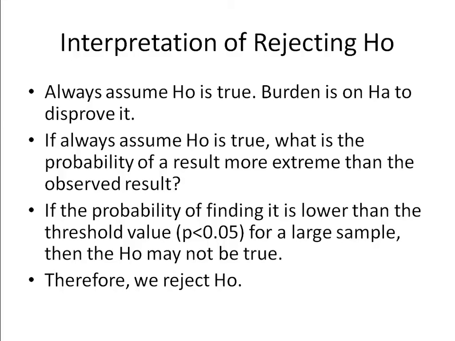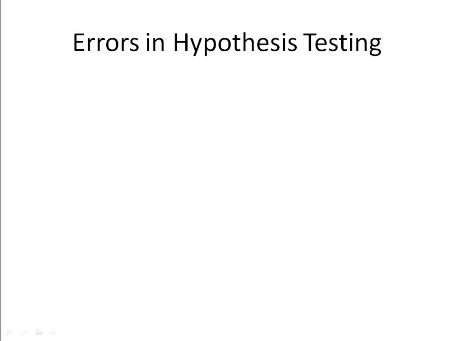And one way to think about this is that if the probability of finding what you observed was very small, like less than 5% relative to your null hypothesis, and you assume that it's true, but you've done the experiment a whole number of times, that might suggest that the null hypothesis is not true, which would lead to rejection.